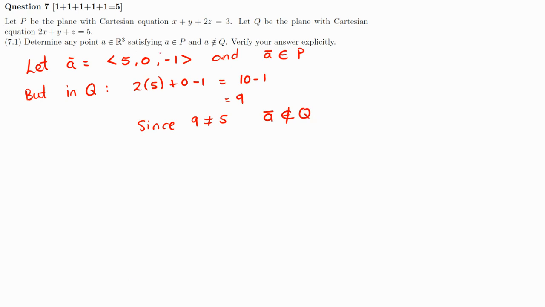Okay, so I take a vector that actually works for P, so I plug in anything in these two and see what that gives me, and then I plug those same values into my next equation and see if it gives me the right answer. And if it doesn't, it's not the same. Okay, so this point is on P but not on Q.